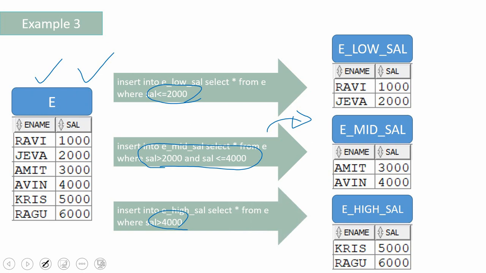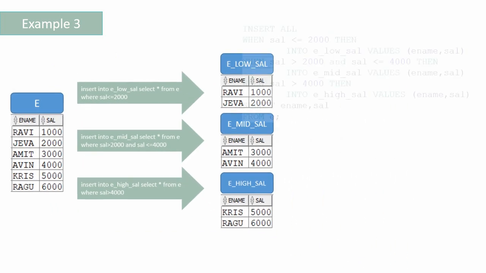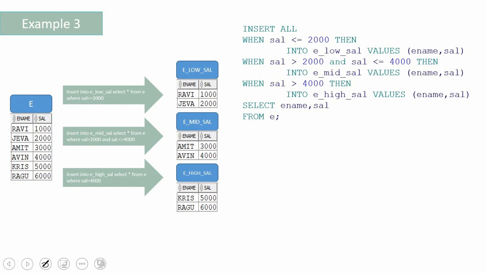So in this case, of course, this logic also can be implemented using the insert all. So you can see here the same condition I just implemented as part of the insert all keyword. You can see the condition here. Whenever the salary is less than 2000, insert into the low salary table. Whenever the salary is greater than 2000 and less than or equal to 4000, you just insert into E mid salary.